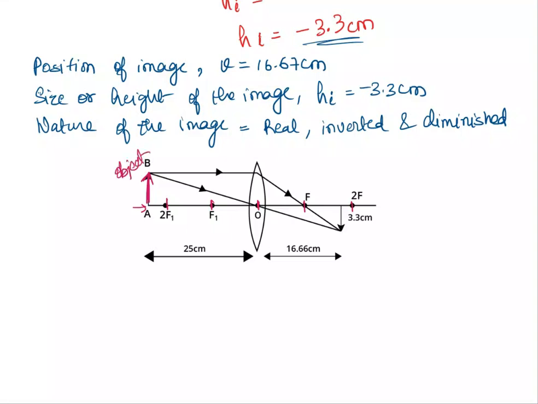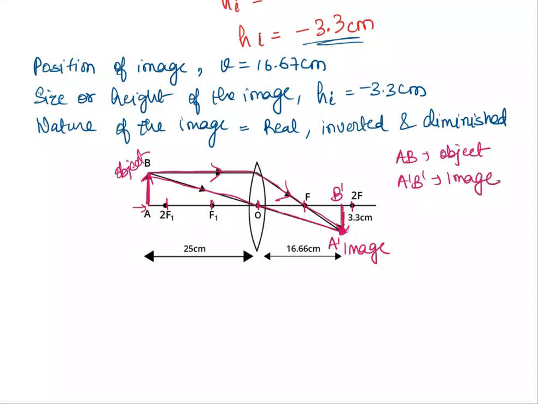Now we have two rays. The first one is passing parallel to the principal axis, then it will pass through the focus. The second ray is passing through the optical center. Now these two rays intersect at this point, so we get the image here. So this is the image, and we can write this as A dash B dash. So AB is the object and A dash B dash is the image.